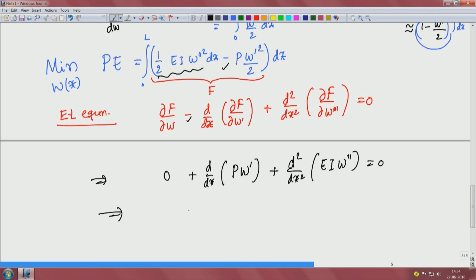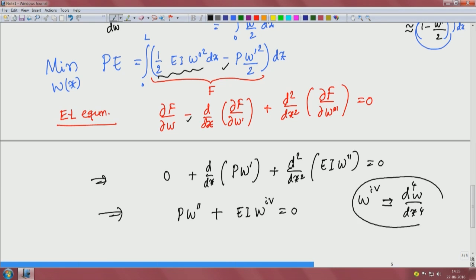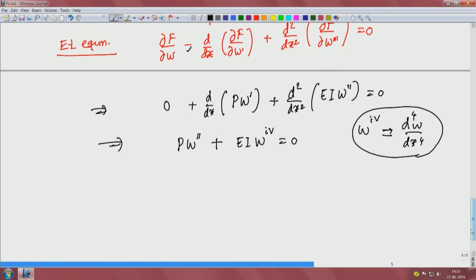So, what I got now is P w double prime, if P is constant, I take another derivative, plus E I, if I take E and I as constant, they do not vary with x, constant area of cross section, same material throughout the beam, throughout the column, I will get the fourth derivative equal to 0. So, w to the fourth, this is equal to d to the 4 w by dx to the 4, that is our notation. Okay. So, we have this. Now, this is the governing equation for the column when there is a P.